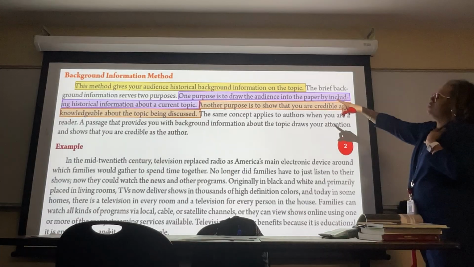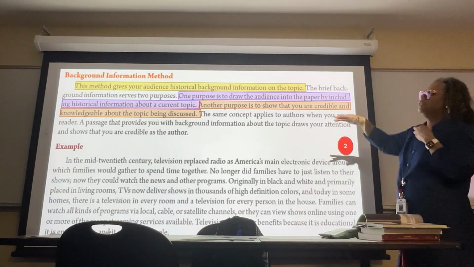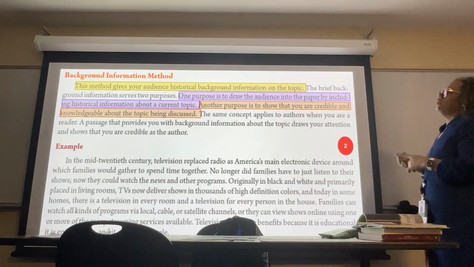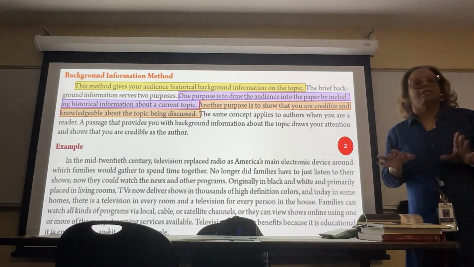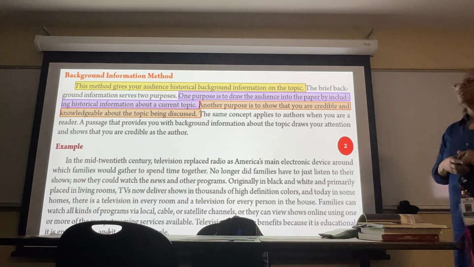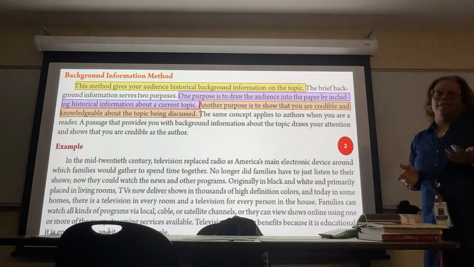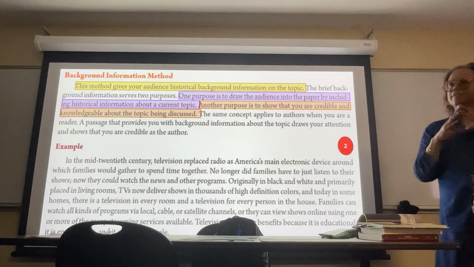So one purpose is to draw the audience into the paper by including historical information about a current topic. Another purpose is to show that you are credible and knowledgeable about the topic being discussed. This is important, because your credibility is everything. I think that we talked about the rhetorical triangle last class. Yes.